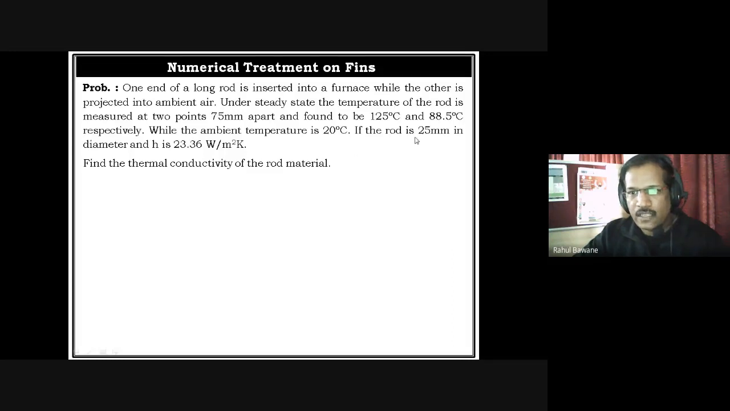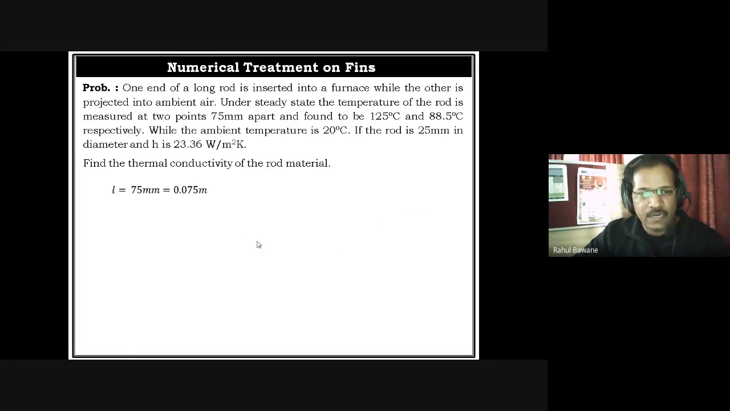If the rod is 25 mm in diameter, so a circular rod, diameter 25 mm, and h is 23.36 watt per meter square Kelvin. Friends, many times only the value is given, so from the unit we must identify what this value is. So this is the convective coefficient. And it is asked to find the thermal conductivity of the rod material.